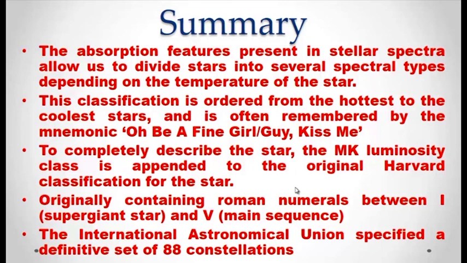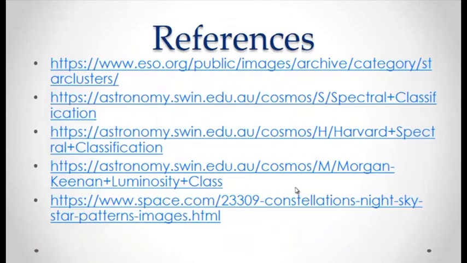Then coming to the absorption features, they can be divided based on temperature. The Harvard spectral classification of stars gave a mnemonic, "Oh, Be A Fine Girl or Guy, Kiss Me," to remember the groups of stars. Then the International Astronomical Union specifies a definite set of 88 constellations. So this is how stars can be learnt elaborately through this lecture.